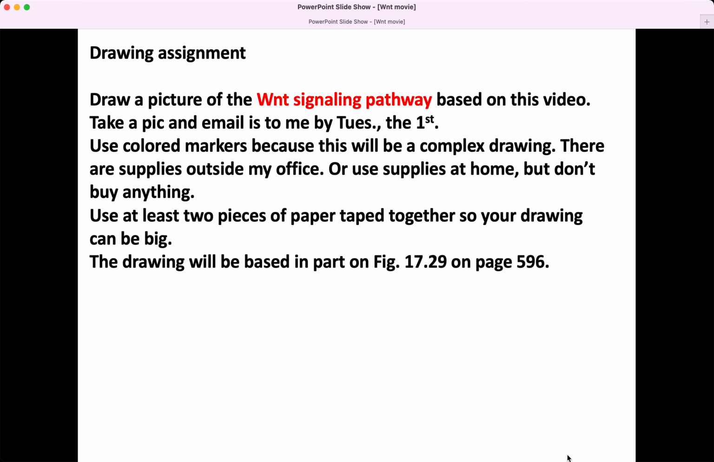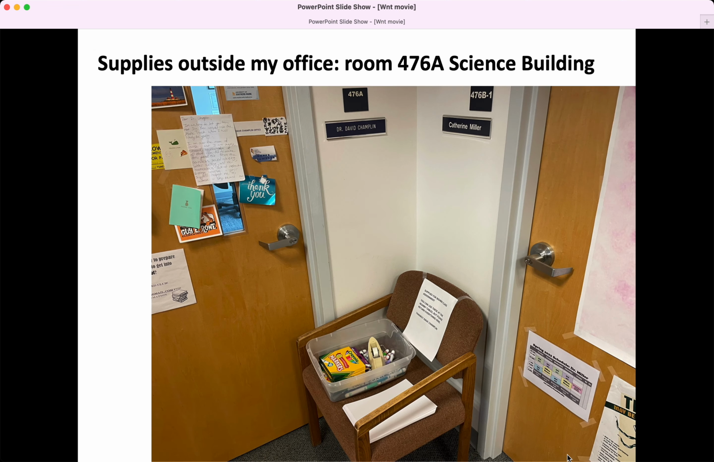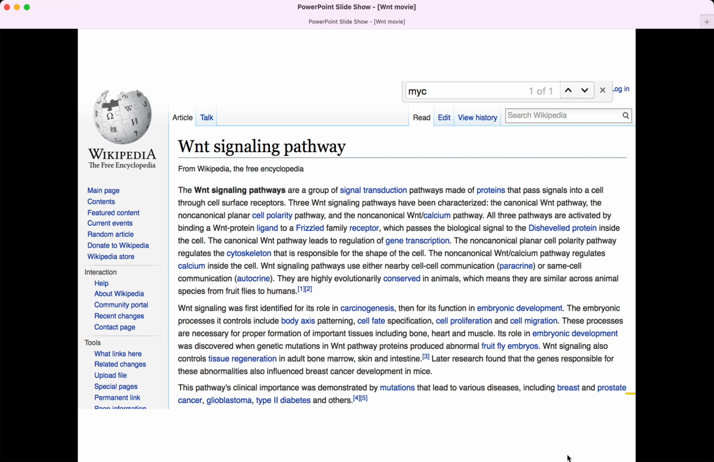The drawing is based in part on figure 17. So this is a figure 17 assignment. You don't really need to look at that figure. I'll draw it here. It's about the Wnt signaling pathway. So there's Wnt written out there. Wnt is a protein.